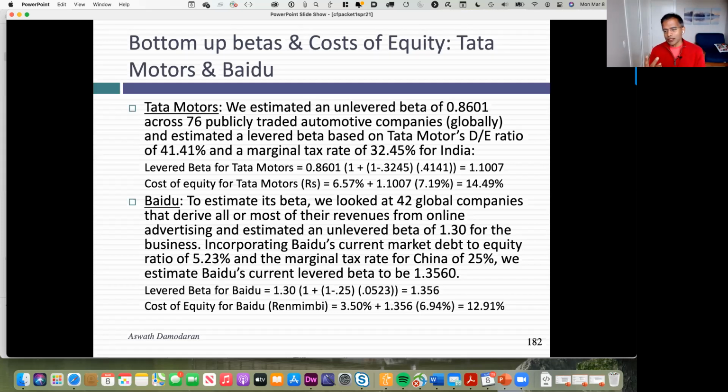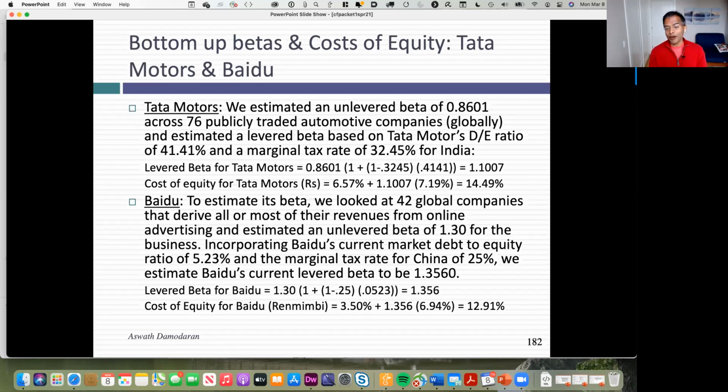If you have a single business company, things get easier because you don't have the weighting process, you can skip it. But those levered betas are what I would use to get the cost of equity for these companies. And if you look at Tata Motors, since I did everything in Indian rupee terms, I started with the risk-free rate in rupees, 6.57%. I used the levered beta 1.10. And then I used the weighted average of where Tata Motors gets its revenues to get a risk premium of 7.19%.